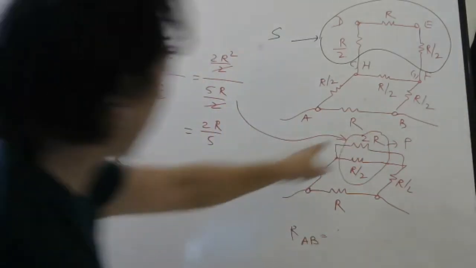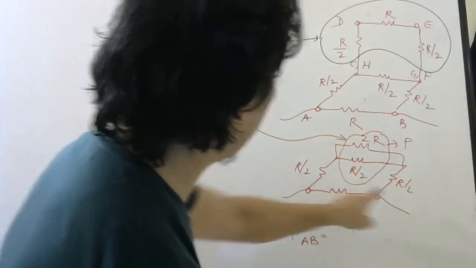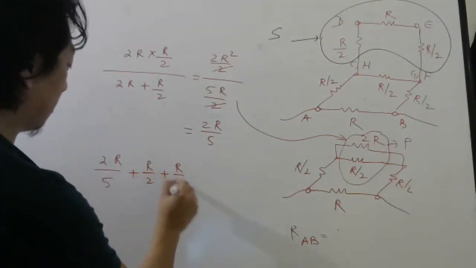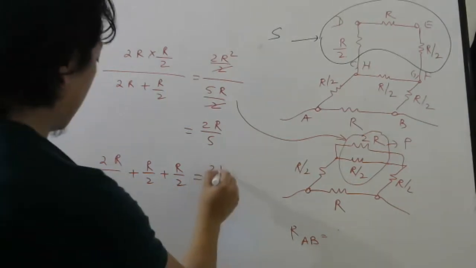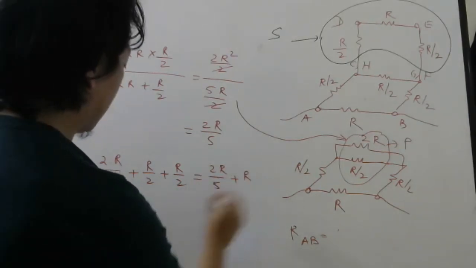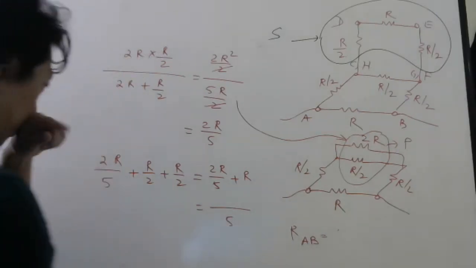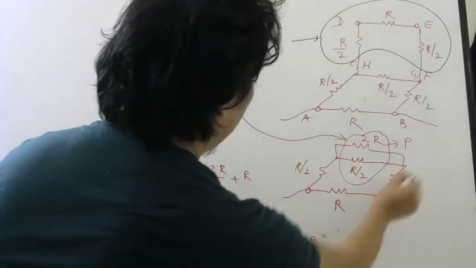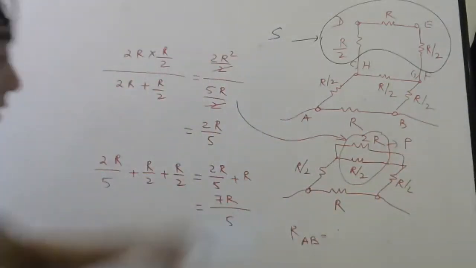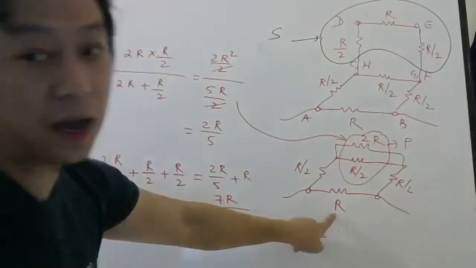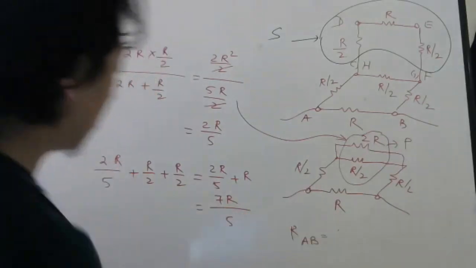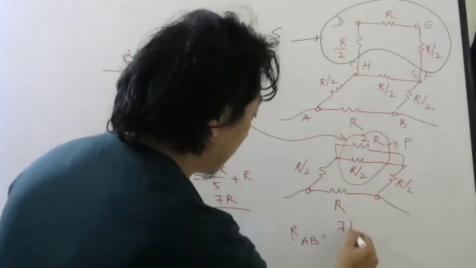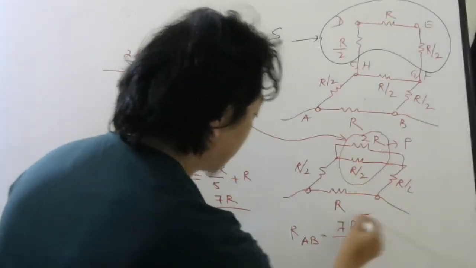Then this 2R by 5 will be in series with R by 2 and R by 2. So plus R by 2 plus R by 2. That will give you 2R by 5 plus simply R. That will be 7R by 5. So this whole thing will be 7R by 5. Then 7R by 5 and this R will be in parallel. So please do that part. You will get finally, as most of you are saying, 7R by 12.